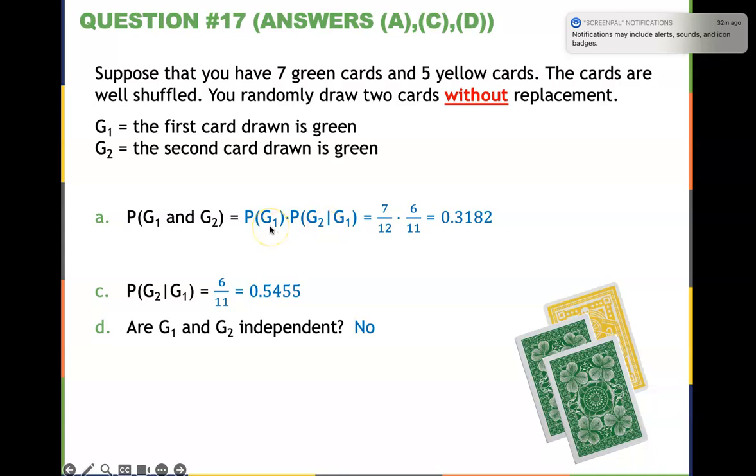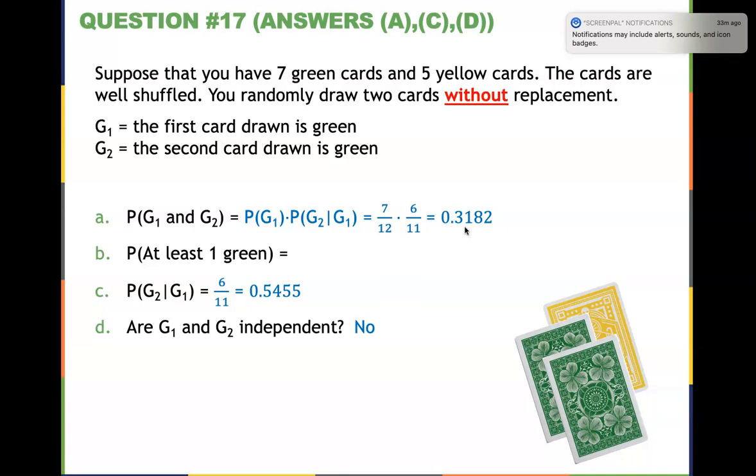But what we're looking at, because we have two that are not independent, is that the first probability is fine as probability of green 1, but when we get to the second one, we have to use a conditional probability for the multiplication rule. So this is the probability of green 2 given green 1, which we've already computed down here, and that's how we get the correct answer.